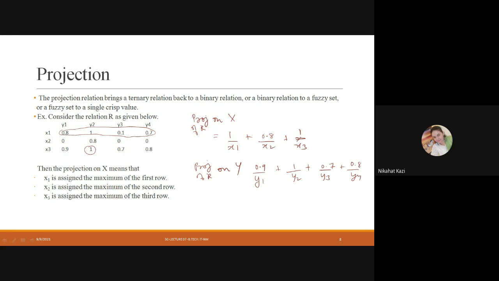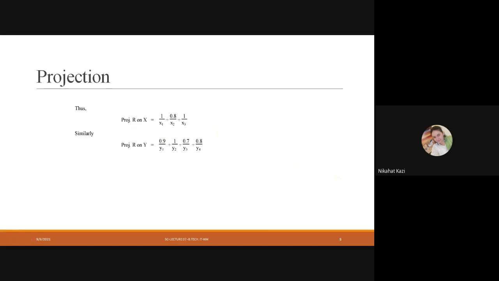How do you perform the operation? If you have a binary relation, it will reduce to a fuzzy set. Your projection will be on X or on Y, on one dimension X or on the other dimension Y, and you have to take the max row wise or column wise. So that is about projection.